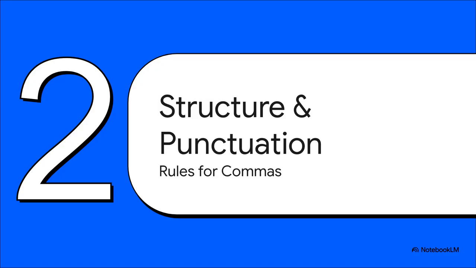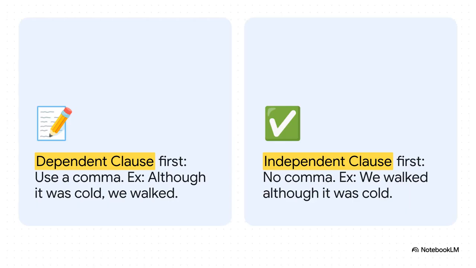Section 2, sentence structure and punctuation. So, how do we actually apply this grammar glue without making a total mess? It really all boils down to a simple law of physics for sentences. Take a look at pattern 1. If the dependent block comes first, you absolutely must use a comma to balance the structure. For example, although it was cold, we went for a walk. But if we look at pattern 2, if the heavy independent block comes first, no comma is needed at all. We went for a walk, although it was cold. Because the independent clause is anchoring the sentence, the comma just isn't necessary.